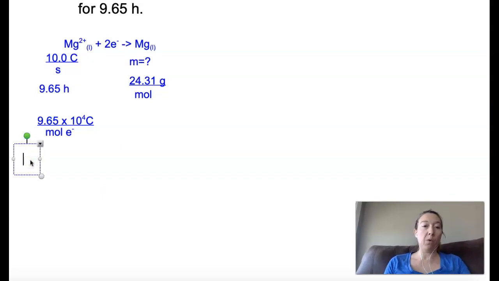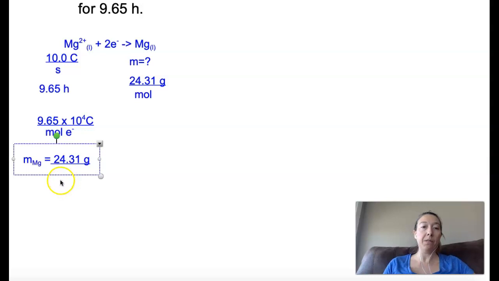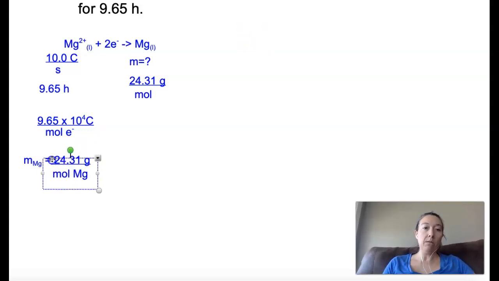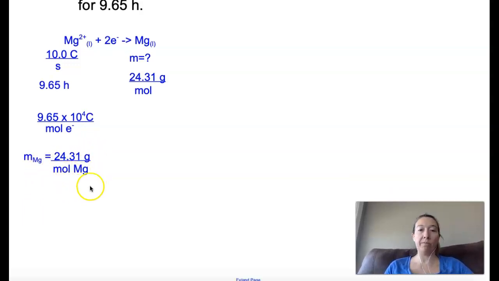So we think about what we are trying to solve for. We are trying to solve for the mass of magnesium, so we need to get grams of magnesium. Where we have grams of magnesium is in the molar mass of magnesium. So we're going to start with that 24.31 grams per mole of magnesium. Now we've placed the grams that we want, and we need to get rid of moles of magnesium.